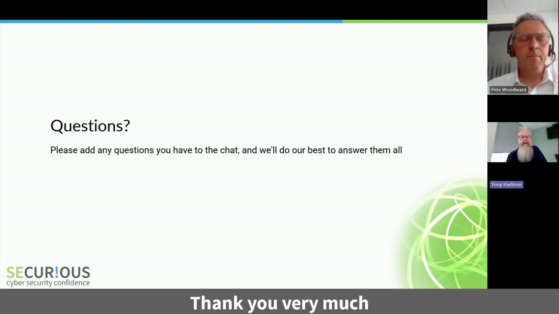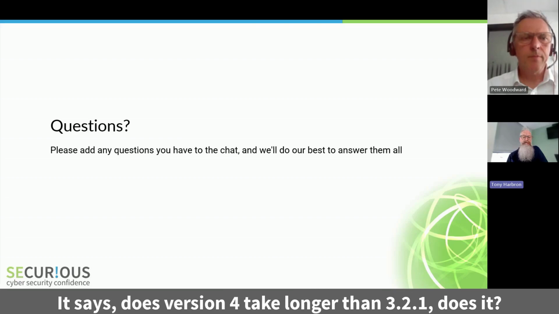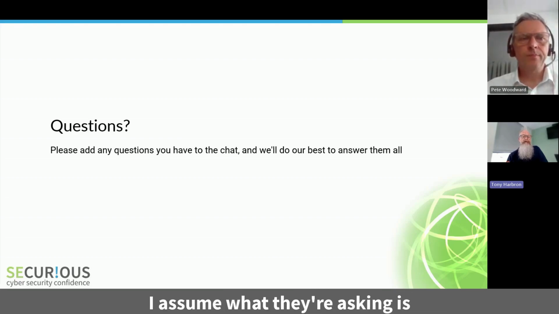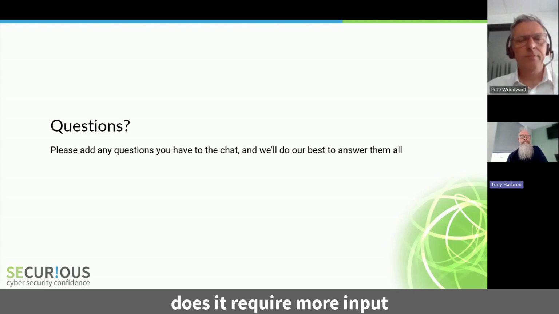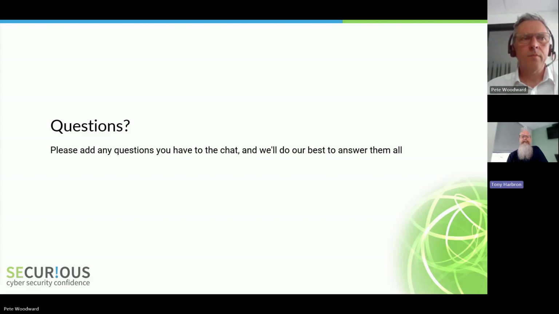Thank you very much. In terms of time and input, this question I think is getting at, it says, does version 4 take longer than 3.2.1? I assume what they're asking is, does it require more input, both on the client side and potentially on our side, the assessor side?